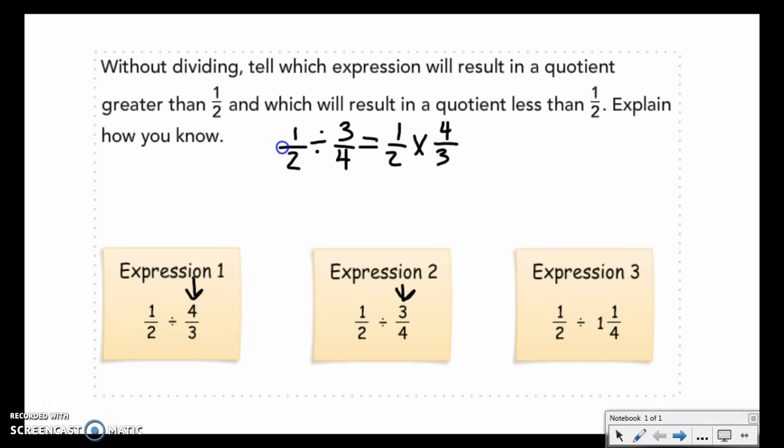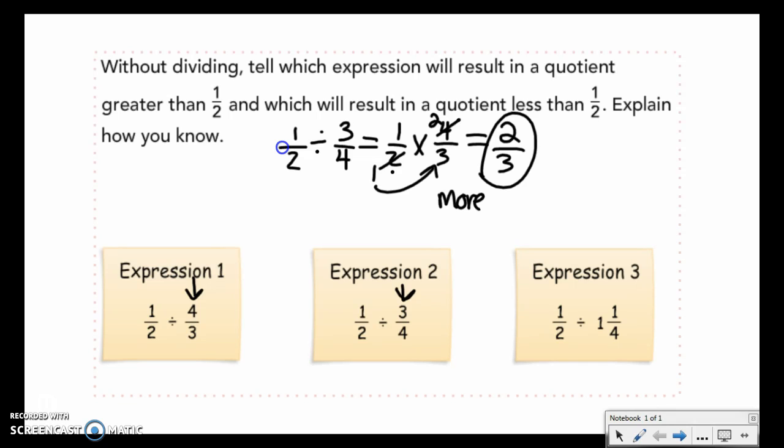2 and 4 have a common factor of 2. 2 can be turned into 1 because 2 divided by 2 is 1. 4 divided by 2 is 2. So now I have 1 times 2, which is 2, and 1 times 3, which is 3. Now again, we're going to go back to the pizza. If you were to cut the pizza into 3 pieces, and you ate 2 of the 3 pieces, will that be more or less than half of the pizza? Well, you have 1/3 left over, so that would be more.